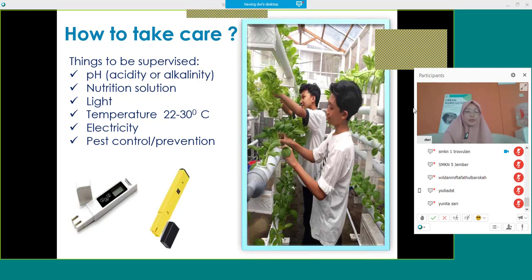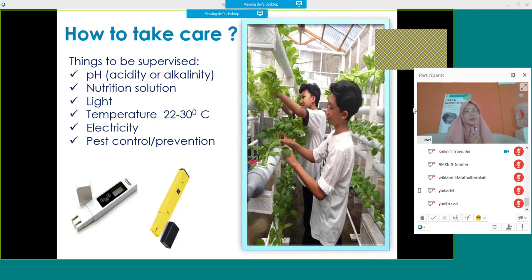And then if the plant has grown, we have to care about some factors that have to be supervised, including pH. This is a parameter to measure the acidity or alkalinity of the nutrient solution, and then the concentration of the nutrient solution. We can use TDS, or total dissolved solution, and also we have to give attention to the light, because light is very essential for the plant. This is the essential factor for the plant for conducting the photosynthesis process.